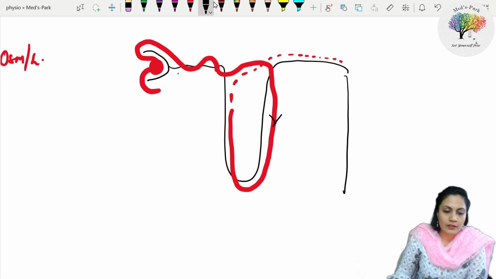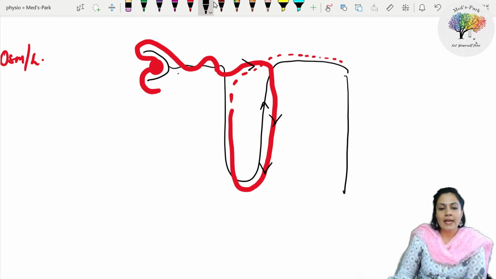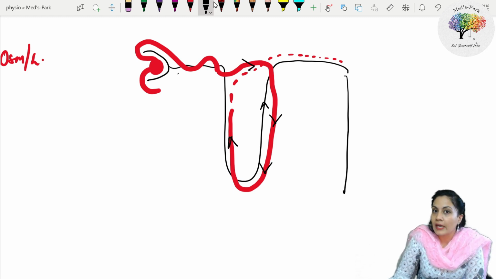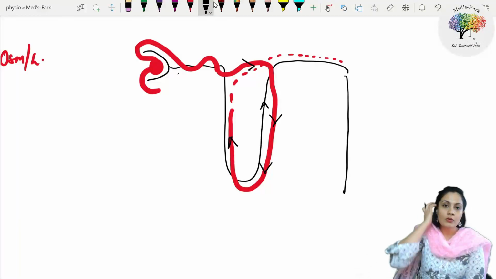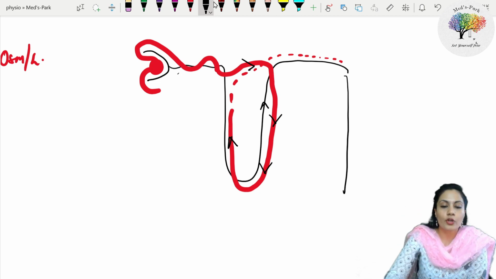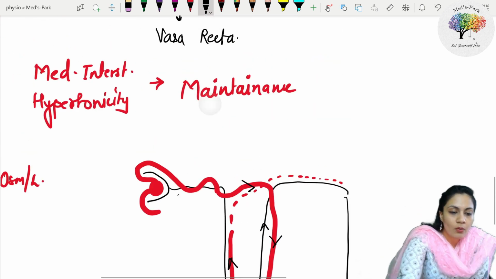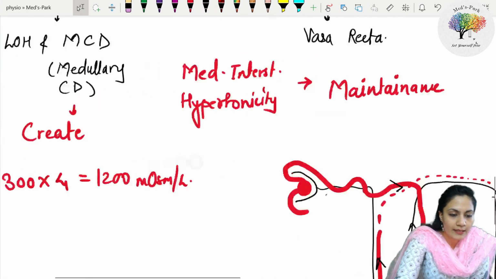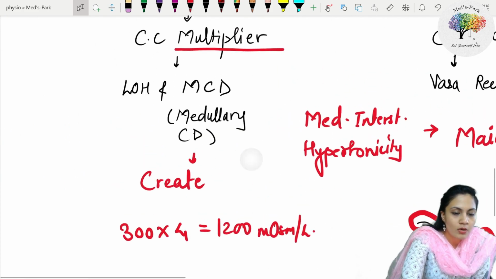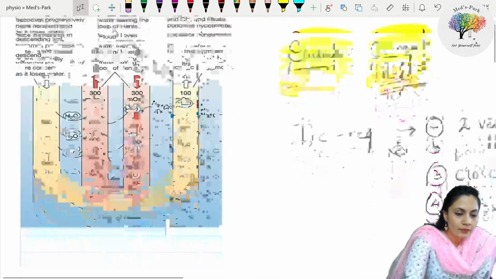So first of all, they will come towards the ascending limb of loop of Henle, and then they are going to come towards the descending limb of loop of Henle. You have to understand this first. It is not clearly given in the book, so there is some confusion in the students' minds about how this is happening. But once you understand this phenomenon first, it is going to be much easier. Now let's see in the diagram, then you'll understand how this maintains the medullary osmolarity.